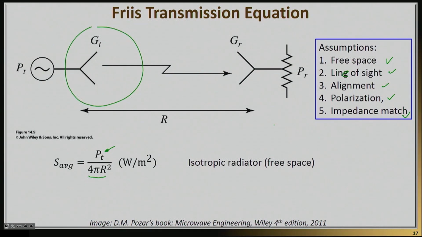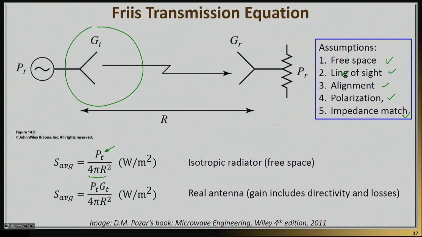Now, of course, I don't have an isotropic radiator. What I do have is the antenna that gives me some gain. And so that means that in the direction that my receiver is pointing at, my power is not simply the power that's being transmitted, but the power transmitted times the gain of the antenna. So in that direction that I'm basically radiating, which is the direction right here, I will have the gain to help me in closing the link.